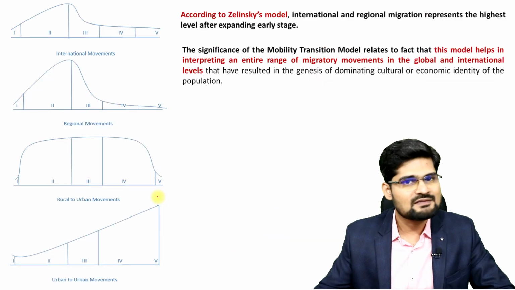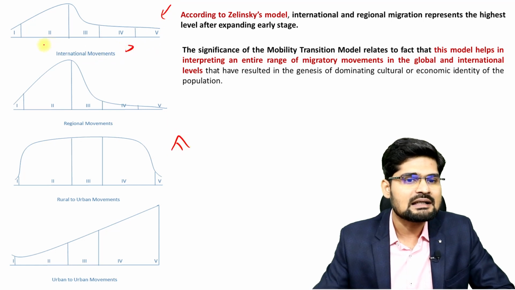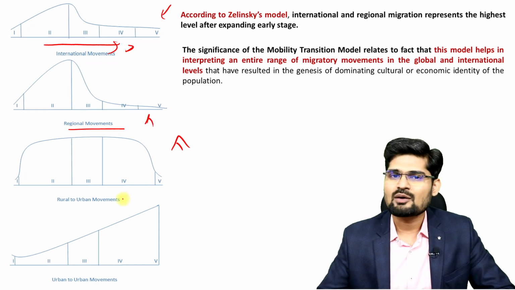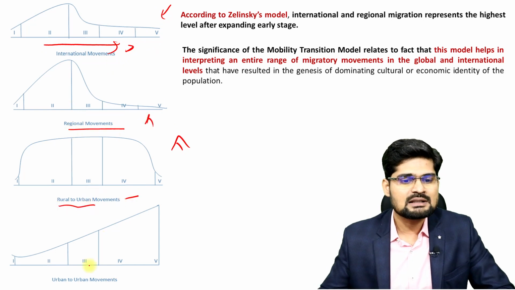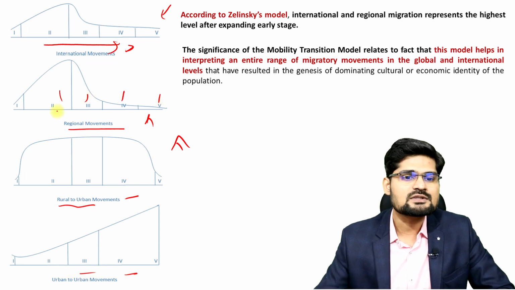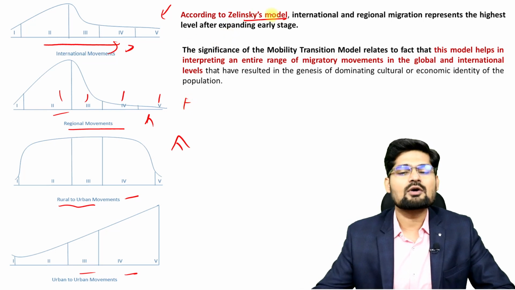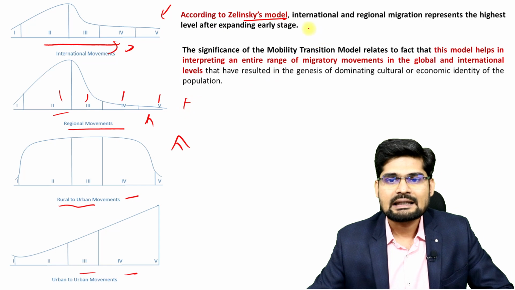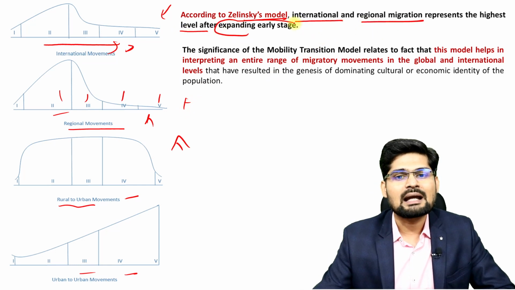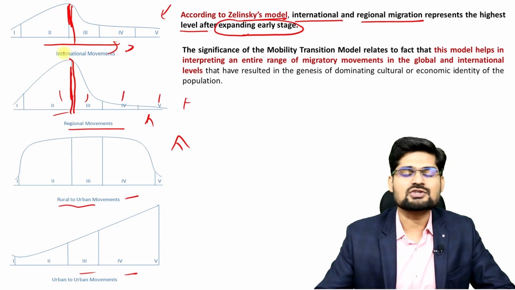And further, if you observe in the Zelinsky model, graphical analyses were given for international movement in every stage. What will happen, right? Regional movements in every stage, how they transit, then rural to urban movements and urban to urban movements. So according to the stages of demography, this is what is given in this model. So according to the Zelinsky model, one important thing to be noted here is that international and regional migration represent the highest level after expanding in the early phase. This is where these 2 positions lie, right?